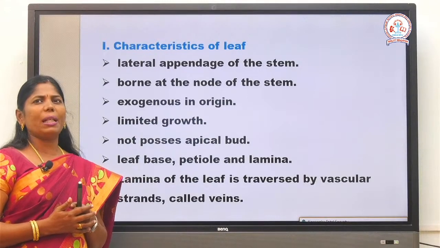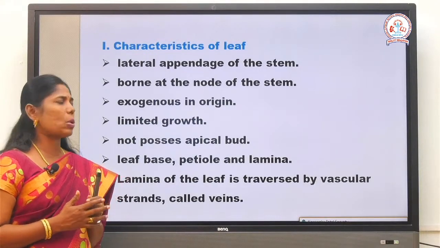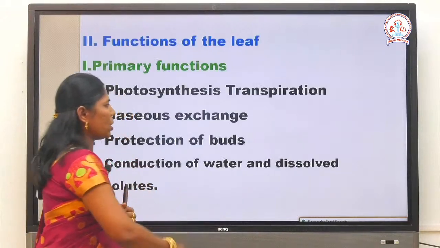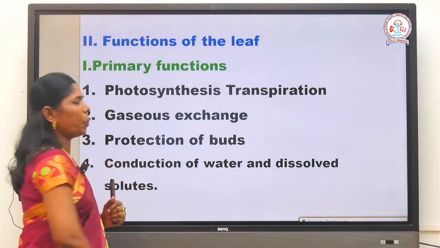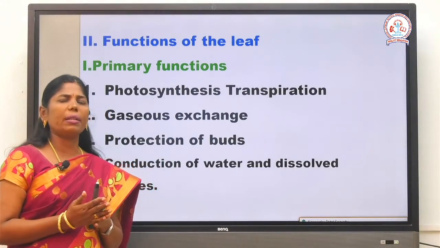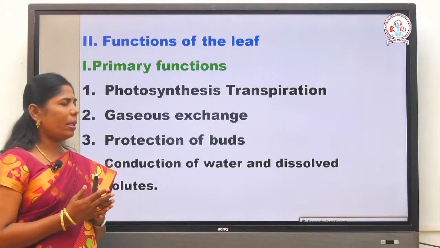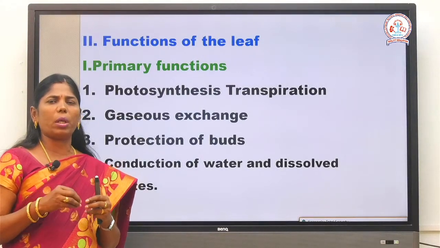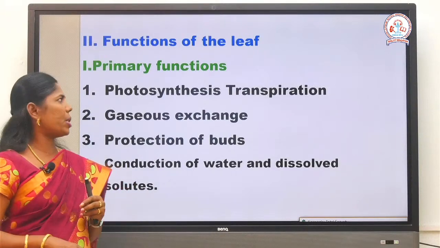The lamina of the leaf is traversed by vascular strands. Where are the veins? The veins are present in the lamina portion. The lamina is a thin, flattened region, and here the veins are there. In the vein the vascular tissue is there. What is the vascular tissue? The xylem and phloem are located in that region.